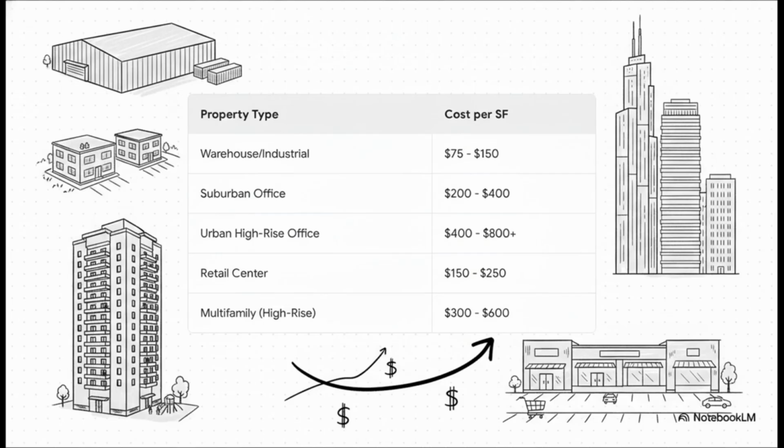But, and this is a big but, that cost per square foot number is not one size fits all. A giant, simple warehouse? That might be $100 a foot. A fancy high-rise in the heart of downtown? Whoa, that could easily top $800 a foot, maybe even more. The type of building changes absolutely everything here.